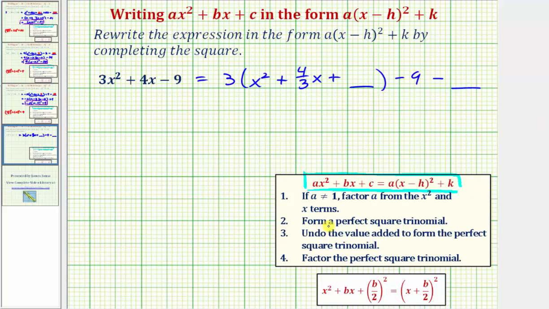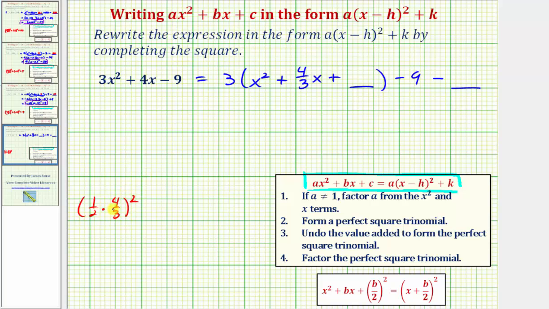Step 2, we want to form a perfect square trinomial inside the parentheses here. To do this, we want to add b divided by 2 squared, where b would be the coefficient of the degree 1 term, or the coefficient of x. But because b is 4/3, a fraction, instead of dividing by 2 here, we'll be adding 1/2 times b squared, which is equivalent to b divided by 2 squared. So again, b is equal to 4/3, so we want to add 1/2 times 4/3 squared.